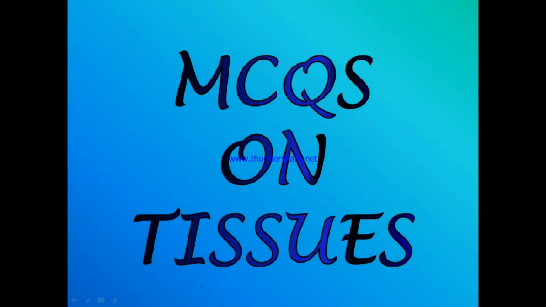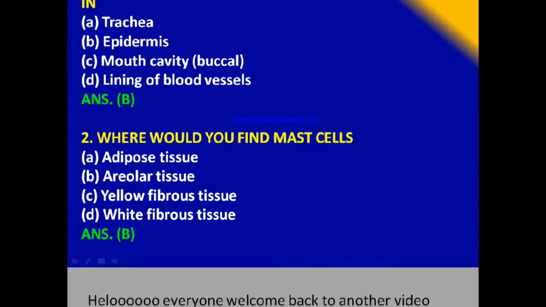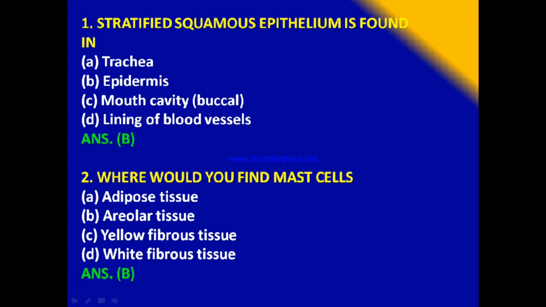So let's move to our MCQs, and the first question is here. Stratified squamous epithelium is found in trachea, epidermis, mouth cavity or buccal cavity, or lining of blood vessels. So what's the right answer? The right answer is epidermis. Stratified squamous epithelium tissue is found in epidermis.